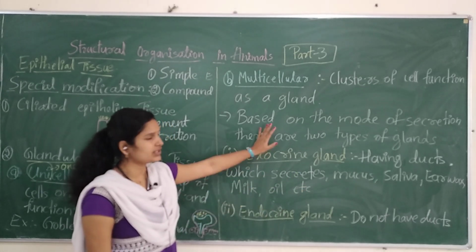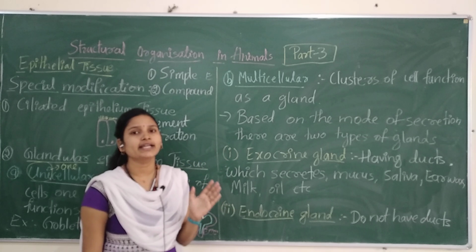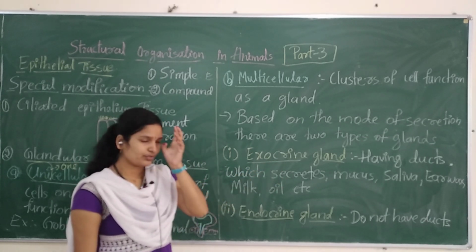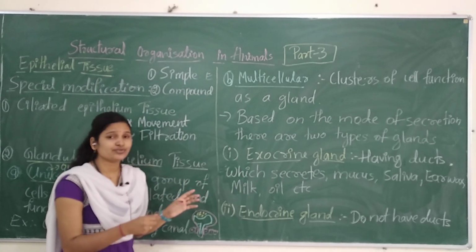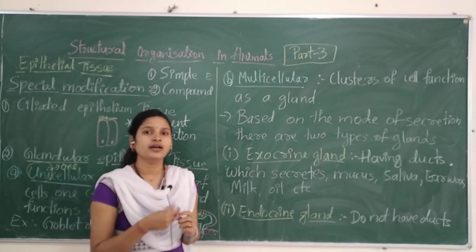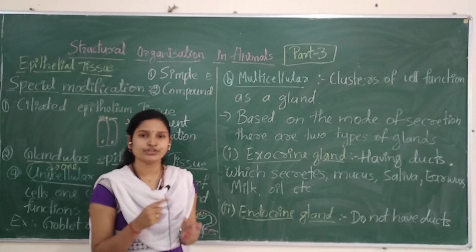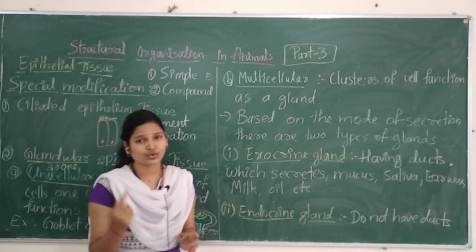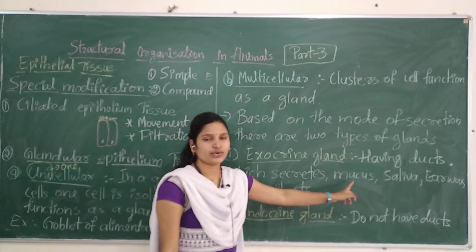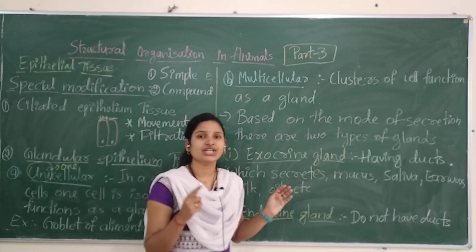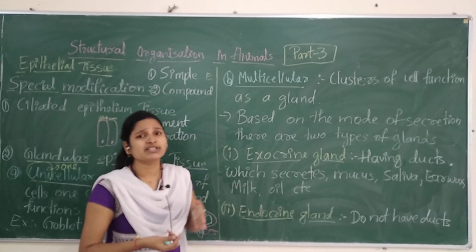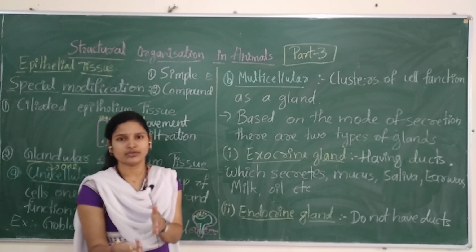Based on the secretion, these multicellular glands are again classified into two types. The first one is exocrine. Exo means outside, I mean to say there will be a presence of ducts. Ducts are a specific passage for the movement of particles throughout your body. So the glands which have ducts we call exocrine glands, and they have a specific passage for the movement.